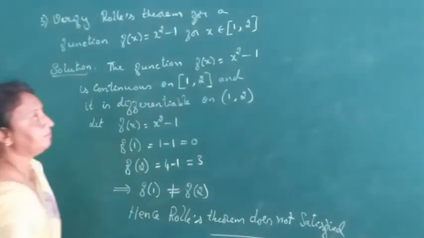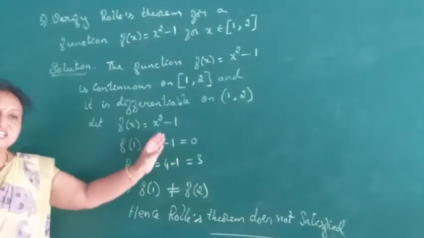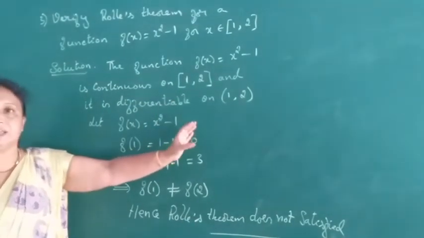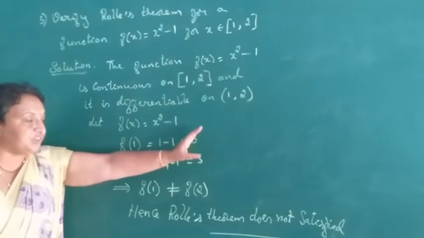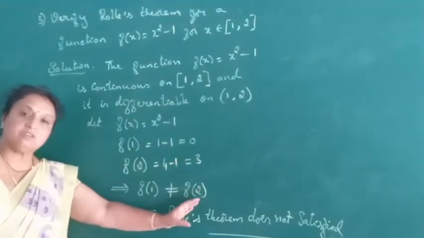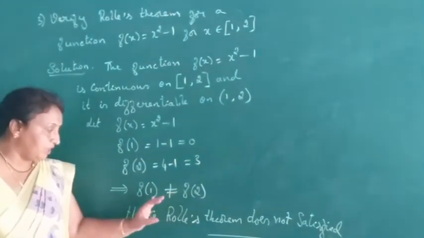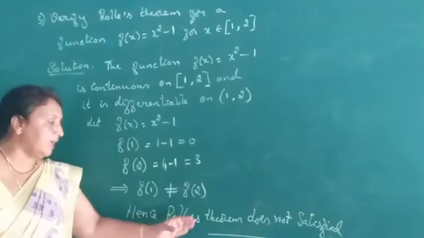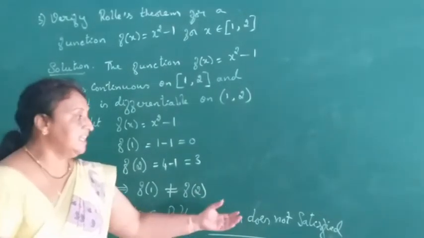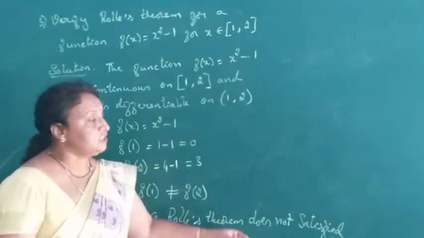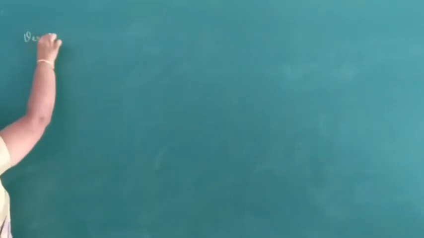Rolle's theorem holds only when all conditions are satisfied. Even if it is continuous and differentiable, if f of a is not equal to f of b, again Rolle's theorem does not hold. So, next question: verify Rolle's theorem.